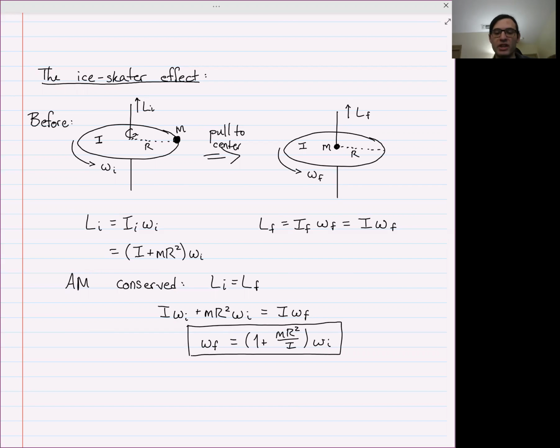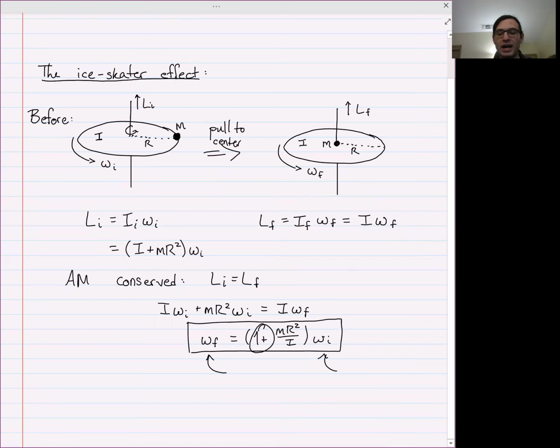But what we learn is that the final angular velocity, omega_f, is strictly greater than the initial angular velocity, omega_i. And that's because it's omega_i plus a little bit more times omega_i. And we know that that's a positive number because moment of inertia is always positive, mass is always positive, and radius squared is always positive. So this number is strictly bigger than 1. So you take whatever the initial angular velocity was, multiply it by whatever this number is, which is strictly bigger than 1, you get a new final angular velocity, and so it's bigger than the initial angular velocity.